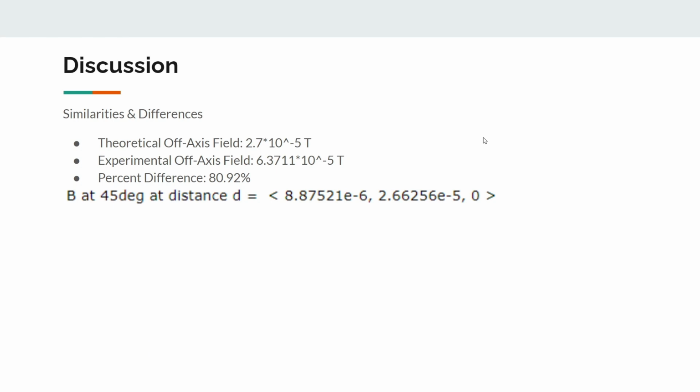For my discussion of similarities and differences, the theoretical off-axis field that I got was 2.7 times 10 to the negative 5th teslas. The experimental off-axis field was 6.3711 times 10 to the negative 5 teslas, so the percent difference was 80.92, and this is my B at 45 degrees at a distance D.